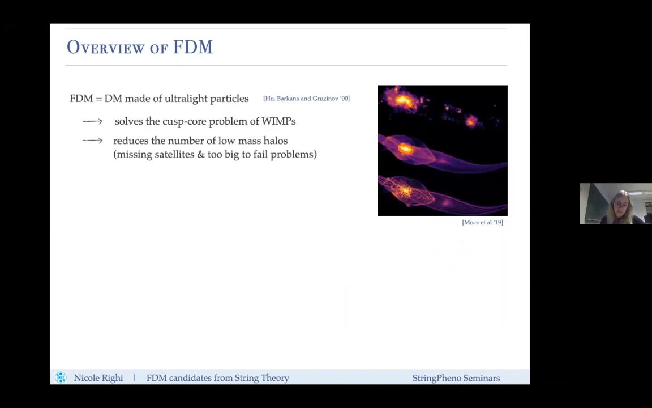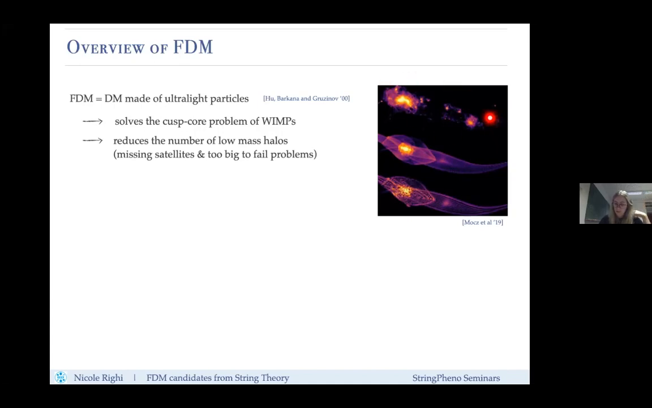Famously, the cold dark matter scenario has some problems. For example, the cusp-core problem, and also the missing satellite and too-big-to-fail problems. All these problems come from when we study cold dark matter halos on small scales, namely on the scale of galaxies. And they all come from the cosmological simulations of cold dark matter halos.